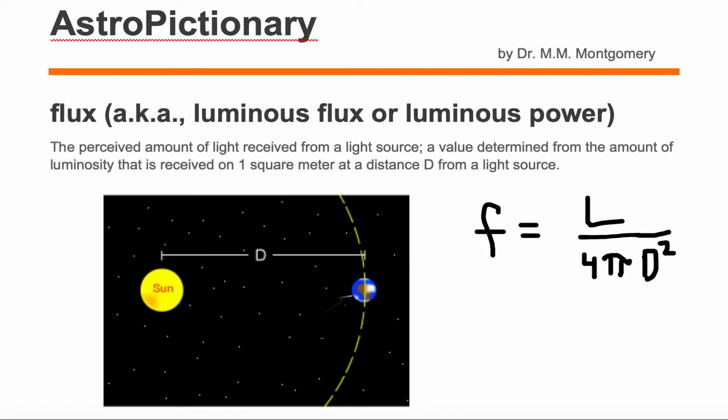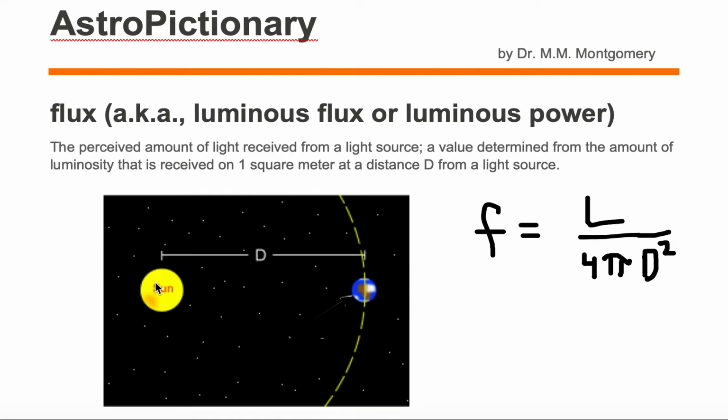Flux, also known as luminous flux or luminous power, is the perceived amount of light received from a light source. It is a value determined from the amount of luminosity that is received on 1 square meter at a distance d from a light source. So the flux is given by the symbol F, and that is equal to the luminosity at the source.